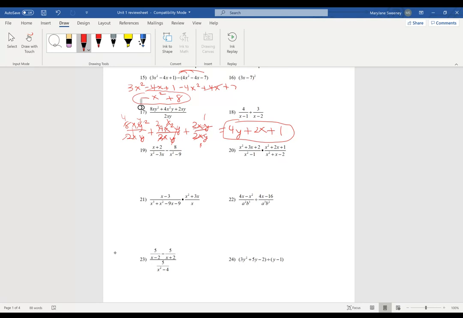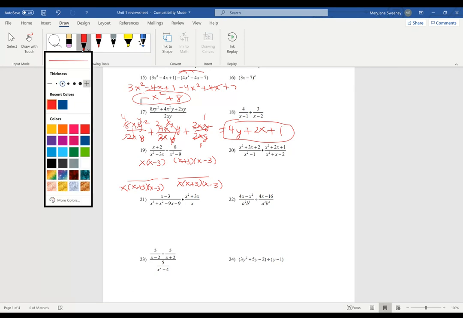Common denominator for the next one, we're subtracting fractions. Whenever you subtract fractions, you need a common denominator. So I need to factor the denominator first to see what would be common. So x plus 3, x minus 3. x plus 3, x minus 3. Okay, so the first one has the x and the x minus 3.